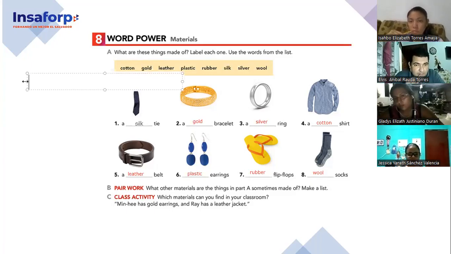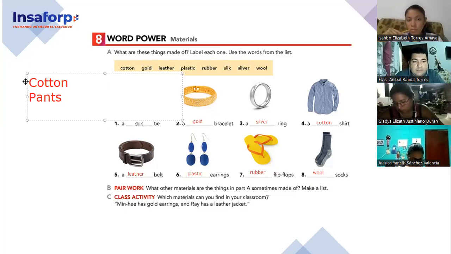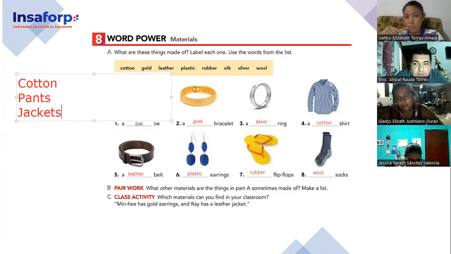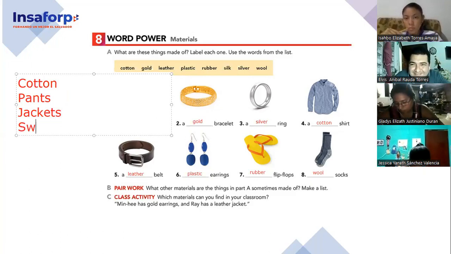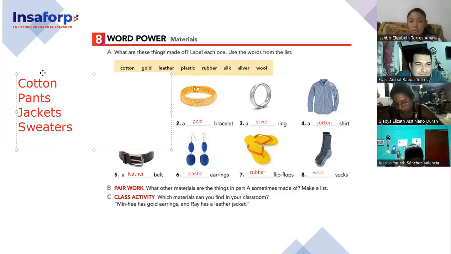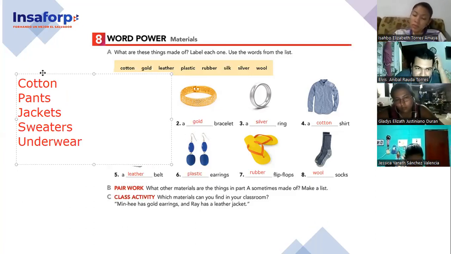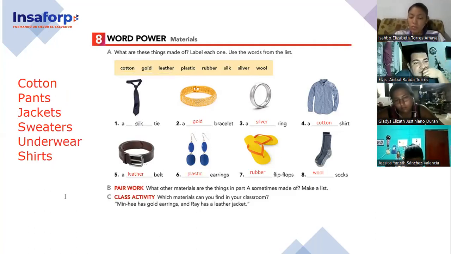Vamos, please, cotton. Pants. Ajá, pants. ¿Qué más está hecho con cotton? Jacket. Okay, jacket. Sweaters, okay, sweater. Underwear. Okay, underwear. Okay, just one more. An extra example, please. Shirts? Okay, shirts. Mira, tengo 5 ejemplos de un solo material.